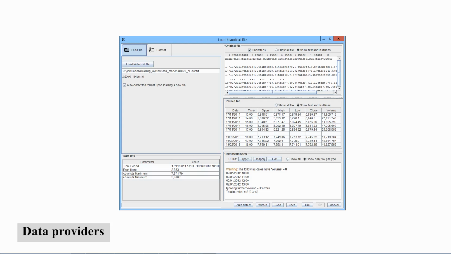Many providers of historical data exist. Probably you are already using one. Usually the broker you're using for buying and selling stocks provides those data. They usually come for free if you're trading through them.